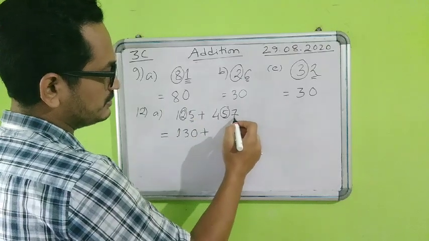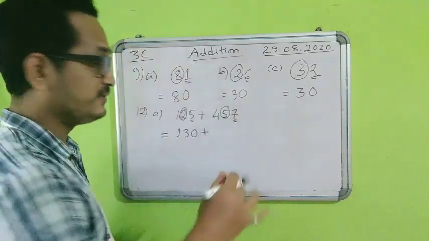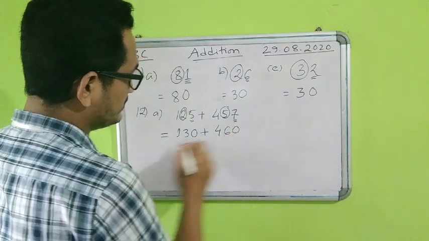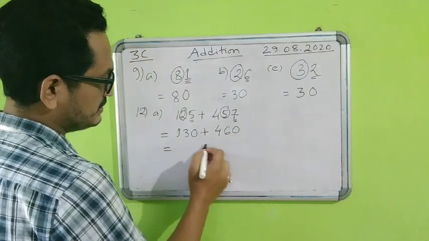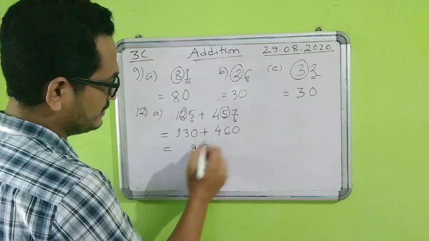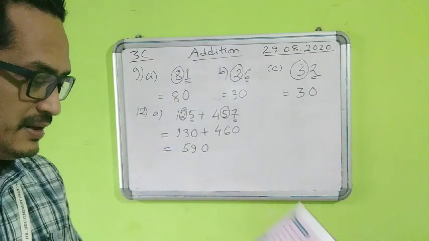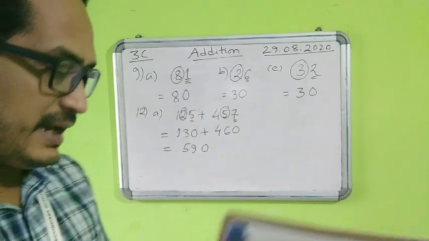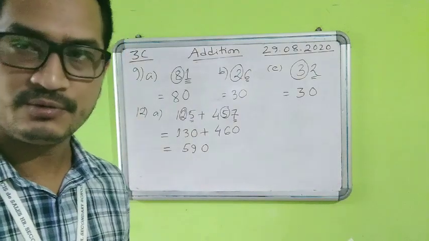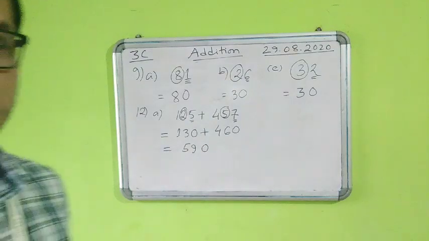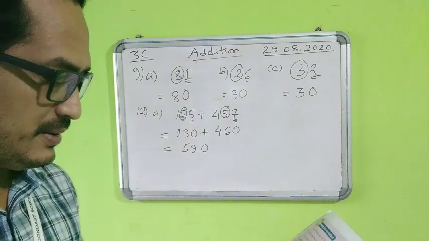And here also the ones place is 7, which is greater than 5. So add 1, 5 plus 1 it is 6, it will be 460. Now let us add 0 plus 0 it is 0, 6 plus 3 it is 9, 4 plus 1 it is 5. So it is 590. So question number 12a I have done. Then B and C, some of the questions I will send as homework, students. So you need to check the Google Classroom after the class.